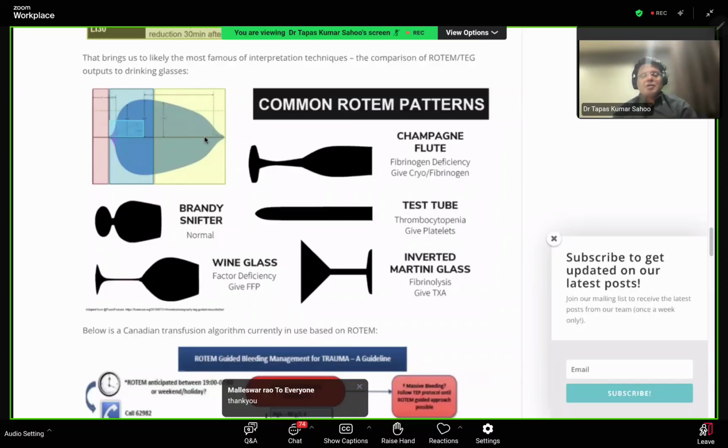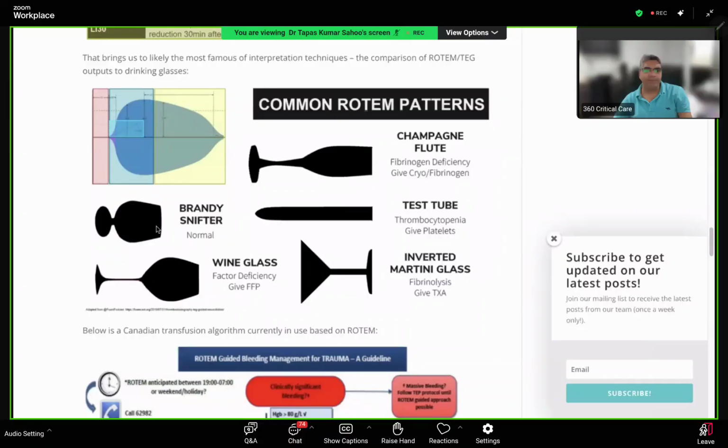But I think after your elaborate discussion, the candidates would now be more clear about the structure and how to approach. This is the different champagne bottle, the glass, and you can guess what is happening. These are the common Rotem patterns. This is the brandy snifter, the normal format. Then, if you have factor deficiency, your clotting time will be prolonged, as you can see here, before it goes up. So the clotting time is prolonged, the stem of the champagne glass.